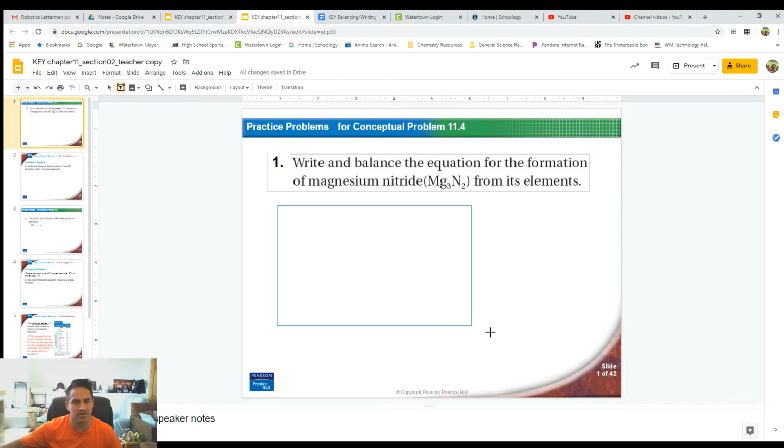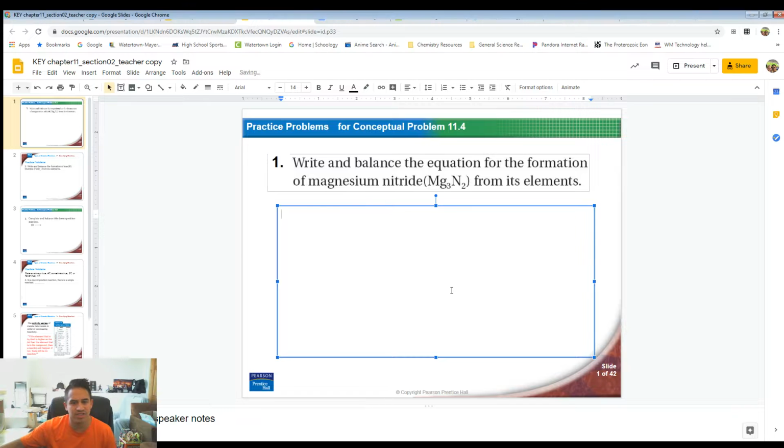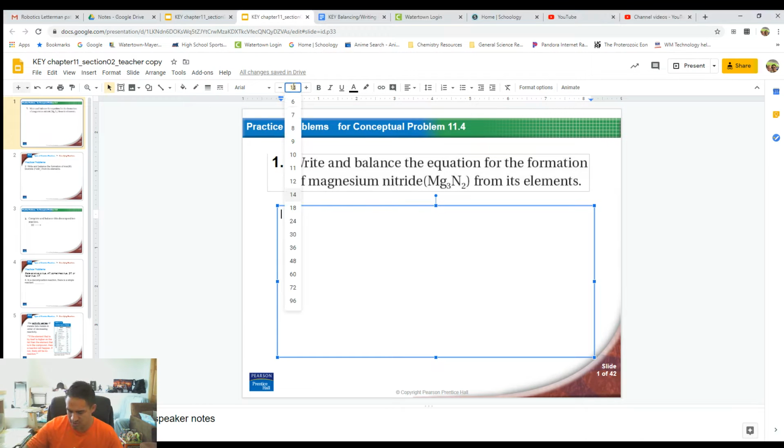It says, write and balance the equation for the formation of magnesium nitride, Mg3N2, from its elements. So we're going to be writing out a reaction from the elements magnesium and nitrogen forming magnesium nitride, because it says for the formation of. So we're going to have magnesium reacting with nitrogen. And nitrogen is a Brinkelhoff, so it is diatomic, okay?